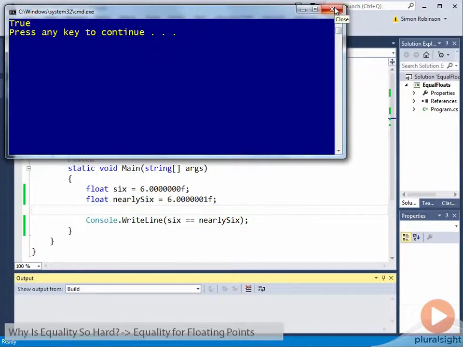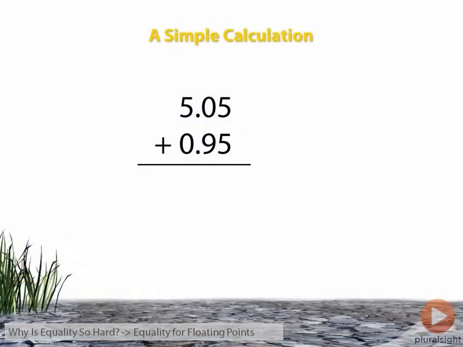Uh-oh, it displays true. This program has come out saying that they are equal, which is completely counter to what our eyes are telling us when we look at the numbers. And you can probably guess what the problem is. Computers can only store numbers to a certain level of accuracy, and the float type just cannot store enough significant digits to distinguish these two particular numbers. And it can work the other way round too.